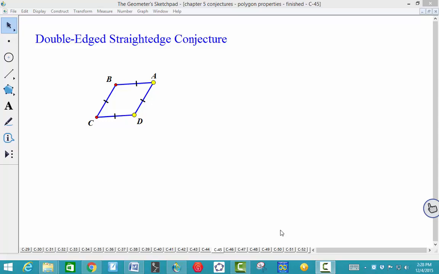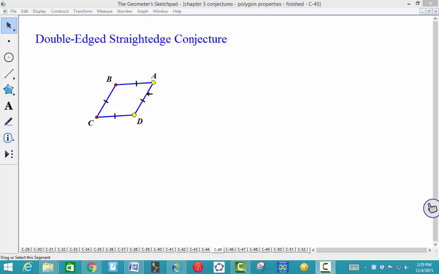Okay, here are the conjectures for lesson 5.5, the properties of special parallelograms. The first one is the double-edged straight-edge conjecture. It states if two parallel lines are intersected by a second pair of parallel lines that are the same distance apart as the first pair, then the parallelogram formed is a rhombus.